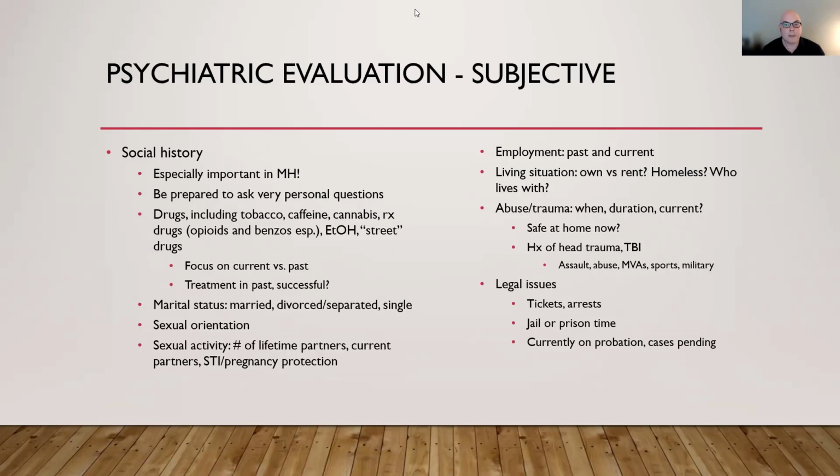And you've got to ask about legal issues. Have they received tickets? Have they been arrested? Have they ever been in jail or prison? Are they currently on probation? Do they currently have cases pending? Are they currently wanted in another jurisdiction?